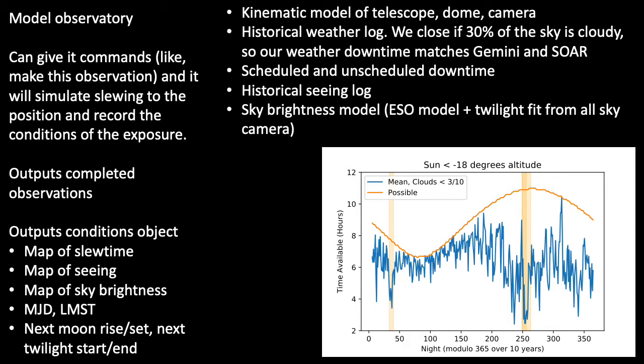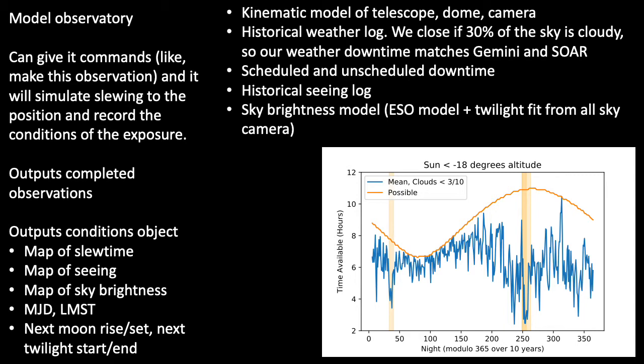We set our historical weather log so we close anytime the sky is more than 30% cloudy. So that means our weather downtime matches Gemini and SOAR pretty closely, and those are both very near the Rubin site. We have scheduled and unscheduled downtime that's included in the observatory model. We have a log of atmospheric seeing.